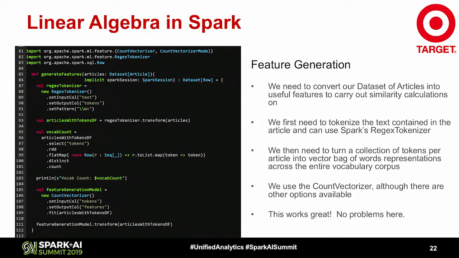We can leverage Spark's regex tokenizer to take care of that, and then you can specify how you actually want to split up your text. I'm splitting there on white space, but you can do fancier things like strip punctuation and lowercase. I figured I'd just keep it simple for demo purposes.